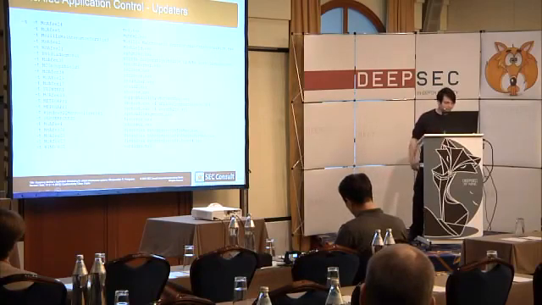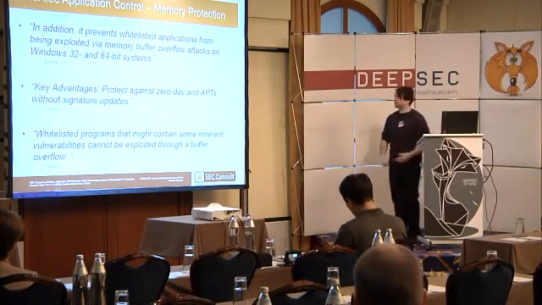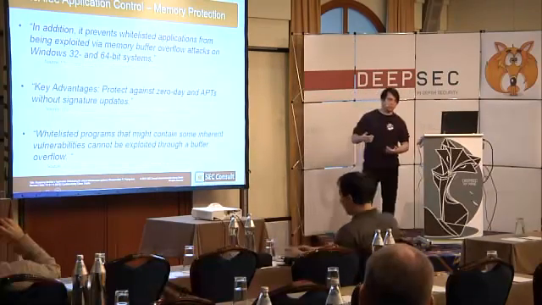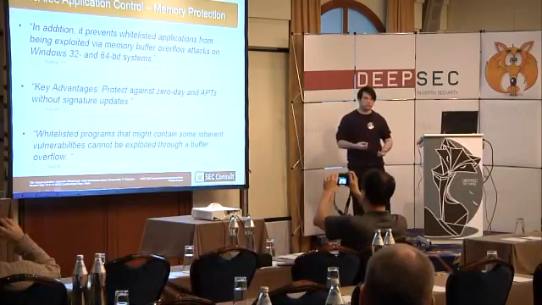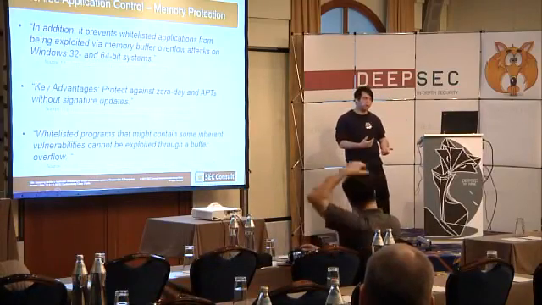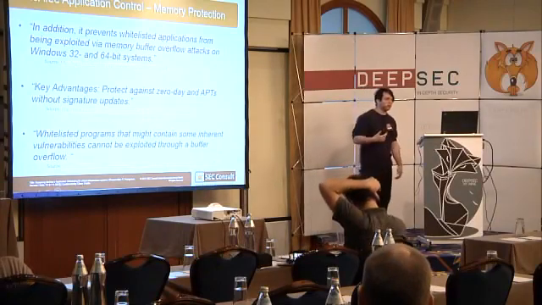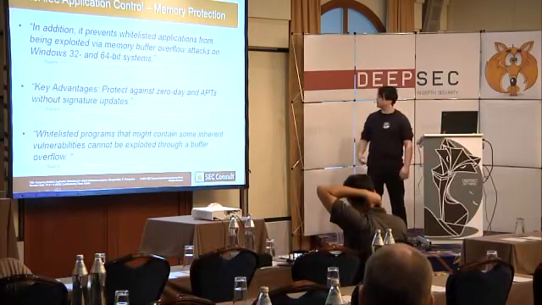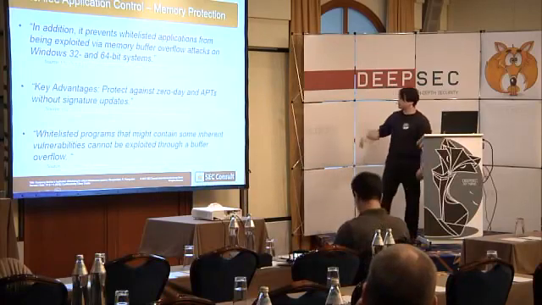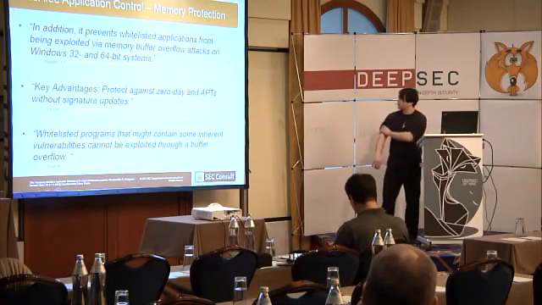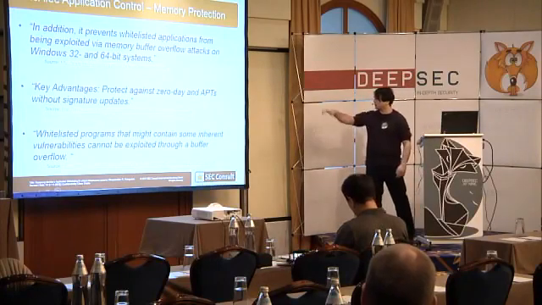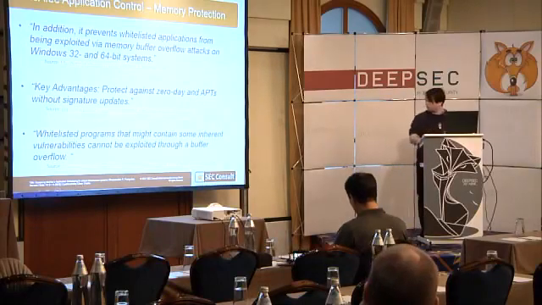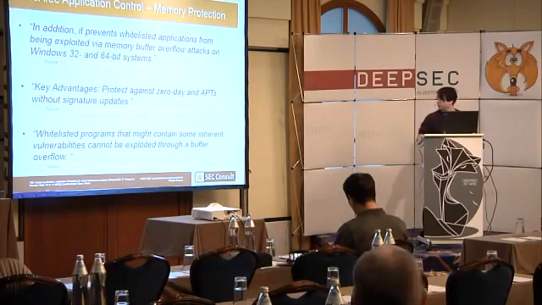In addition, we have some memory corruption protections, because the problem is, if you have a memory corruption vulnerability, you can inject code into one of the whitelisted applications, which means you can bypass application whitelisting. So this is the reason why they use memory protections. You see here some statements from their site, typical claims, like you cannot exploit buffer overflows with their protections, or they protect against zero-day attacks and APT attacks, or vulnerabilities cannot be exploited through a buffer overflow anymore.